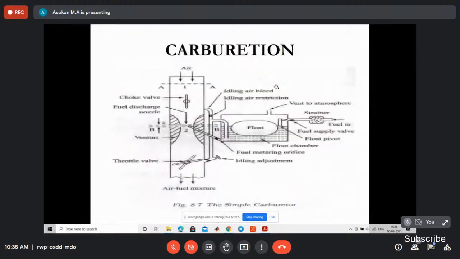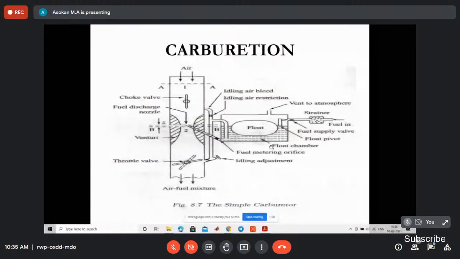Yeah, this is the carburetor. I already told you how to increase the air velocity by providing the venturi section. Because the engine runs at a higher speed, there is no time for mixing. That's why we increase the velocity by providing the venturi section.